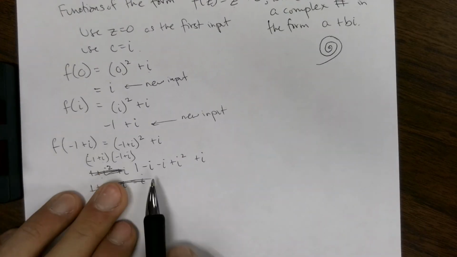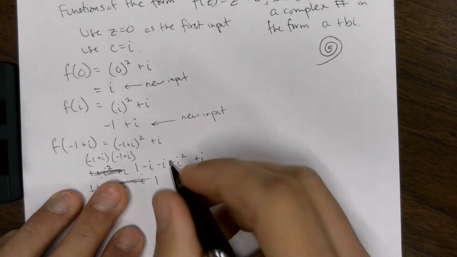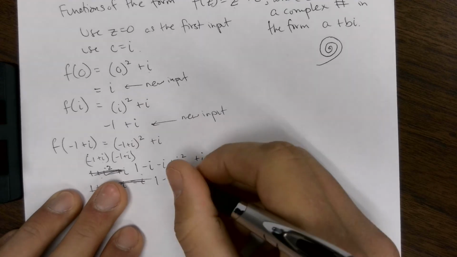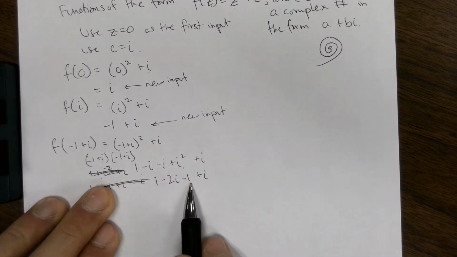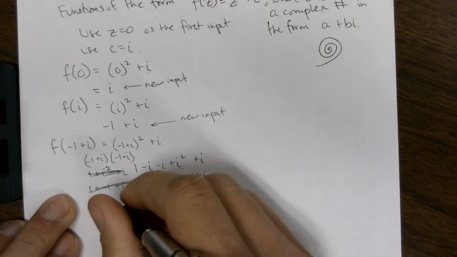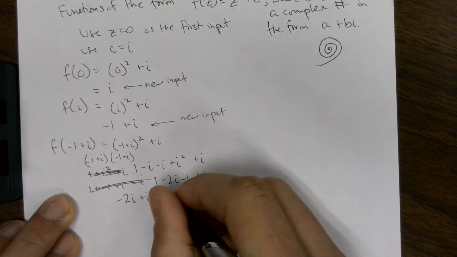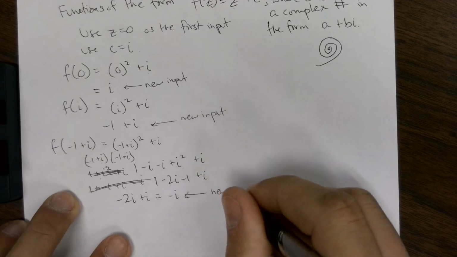Now we're talking. Okay, so -i minus i, that's going to be minus 2i plus i squared, which I'll turn into -1 plus i. So the 1's go away. So now I have -2i plus i, which equals negative i. So then this would become our new input.